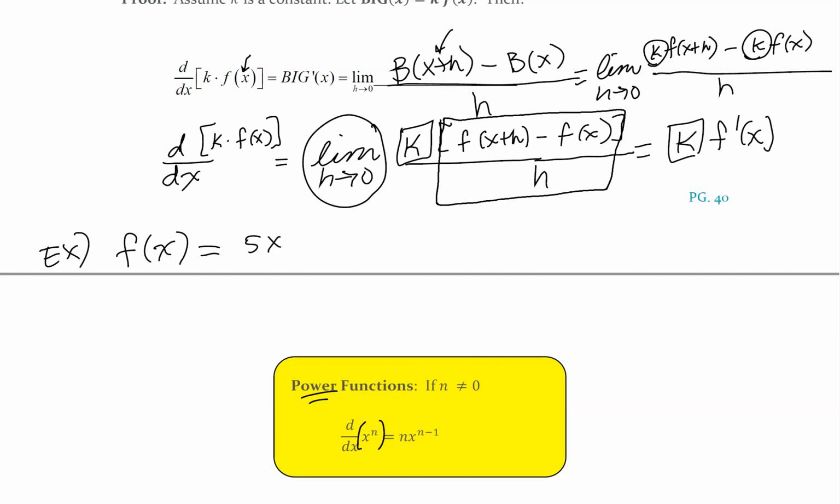One good example of that would be, suppose the derivative of f of x is equal to, say, 5x to the 6th plus 3x to the 4th minus 2x to the 3rd plus 8x minus 2. Okay, now imagine having to use the definition of derivative for that.